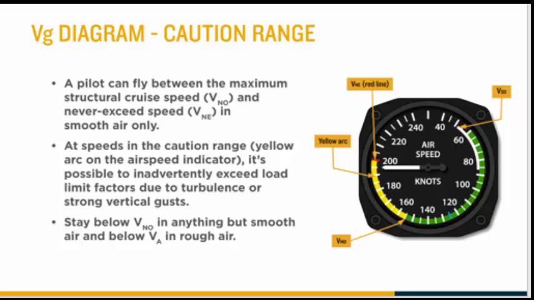So notice here, the yellow area, that's our caution range. It's between the maximum structural cruise speed, which is V sub NO, and the never exceed speed, V sub NE. While it's permissible to fly in the caution range, it's possible to inadvertently exceed the load limit factors at these speeds. So you should never exceed the V sub NO except in smooth air. And obviously under no circumstances should you ever exceed the red line, V sub NE.